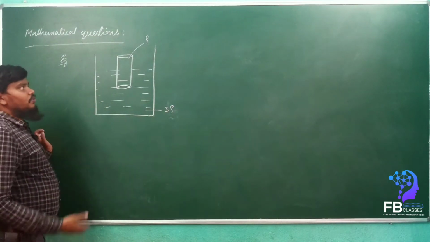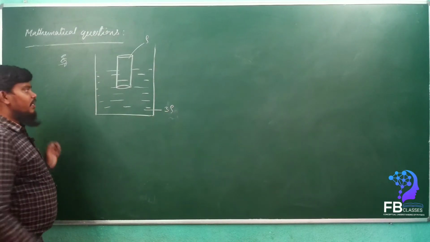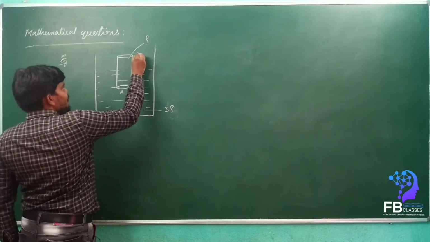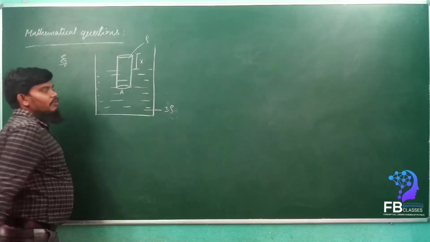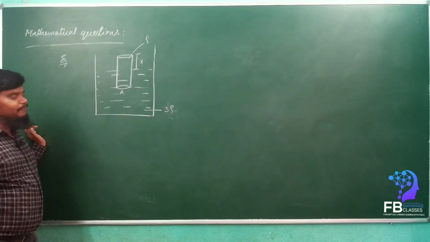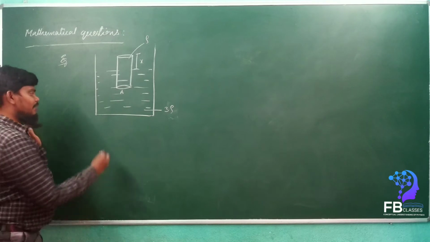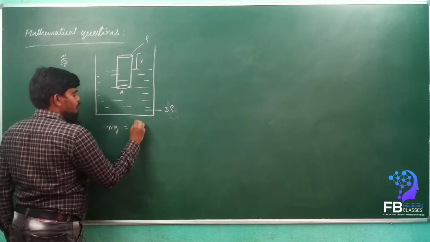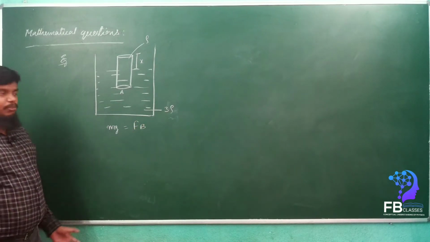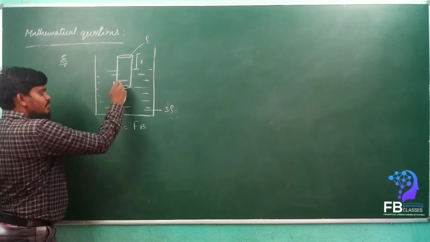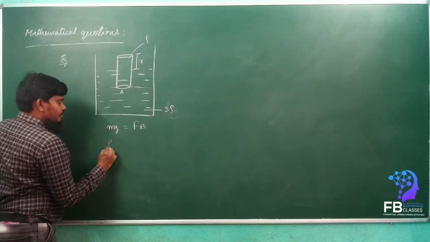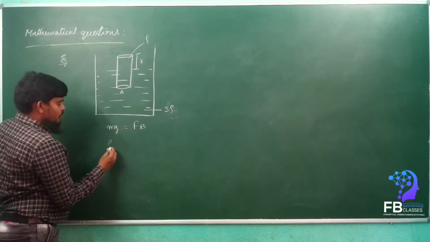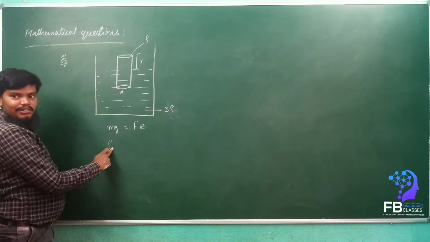So it floats, right? The area of the cylinder is taken as A. Then the question is: what is the value of x? Very simple here also: mg is equal to the buoyant force, we know very well. So mg is how much, my dears? It is the density of the cylinder, which we take as rho.